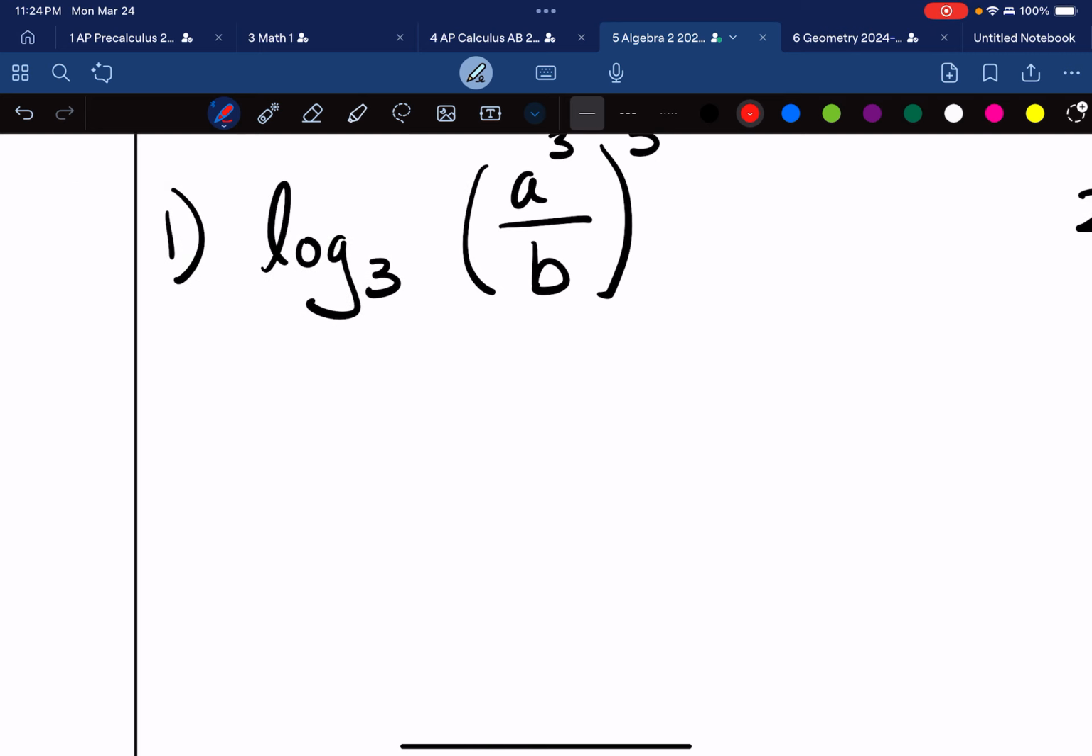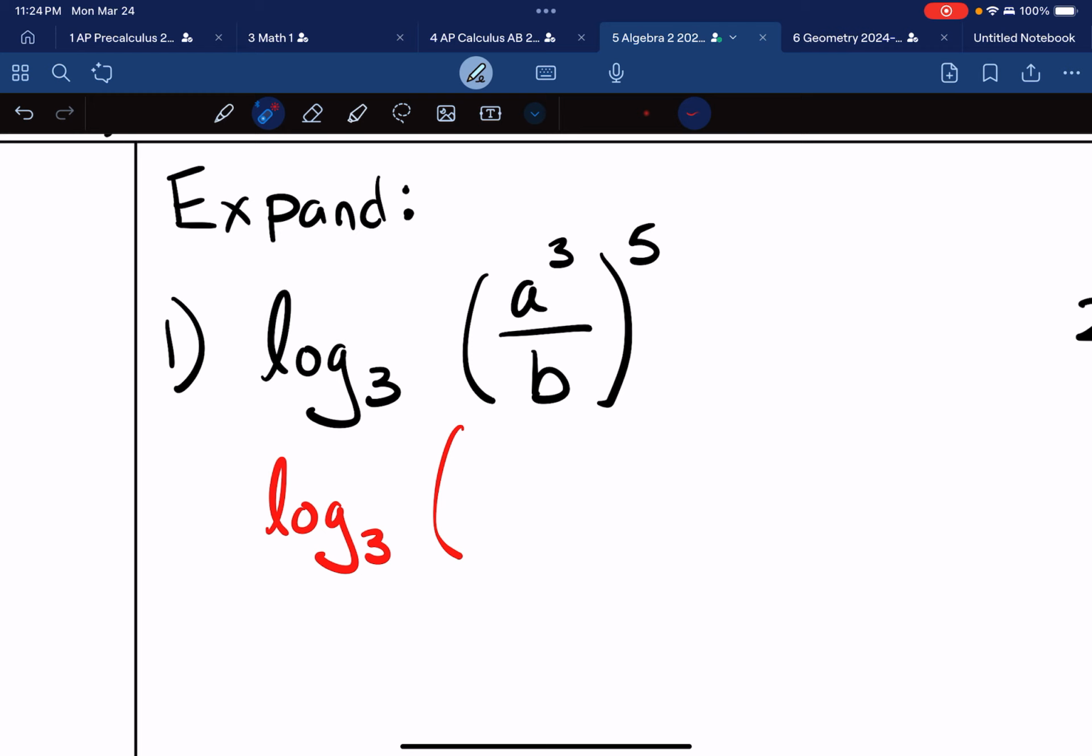Okay, so this is now going to say log base 3 of, and then in here I have a to the power of 3 to a power of 5. Again, a power to a power means multiply, so 3 times 5 is 15. So it's going to be a to the power of 15 divided by, and then this b is technically to a power of 1, and 1 times 5 is 5. So this is just b to the power of 5 in the denominator. And there's my first step.